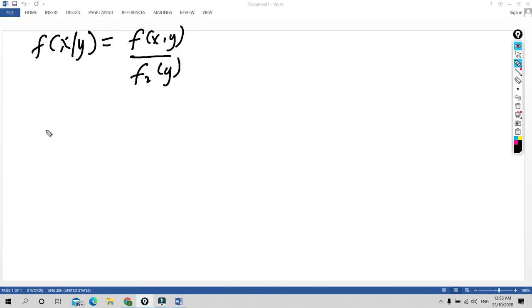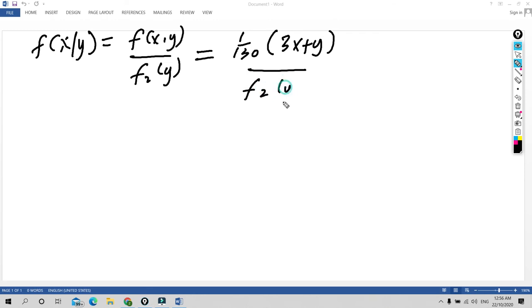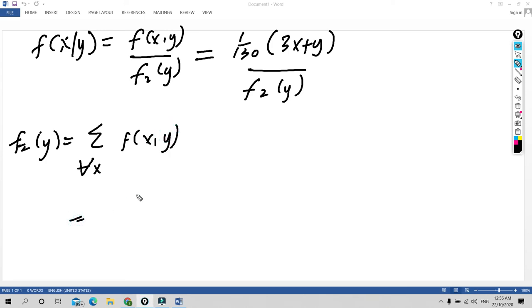So for f sub 2 of y, we know that f(x,y) is equal to 1 over 130 multiplied by (3x plus y), divided by f sub 2 of y. So we have to find f sub 2 of y, which is equal to the summation over all x of f(x,y). If you solve this, you get f(x,y) is 1 over 130.